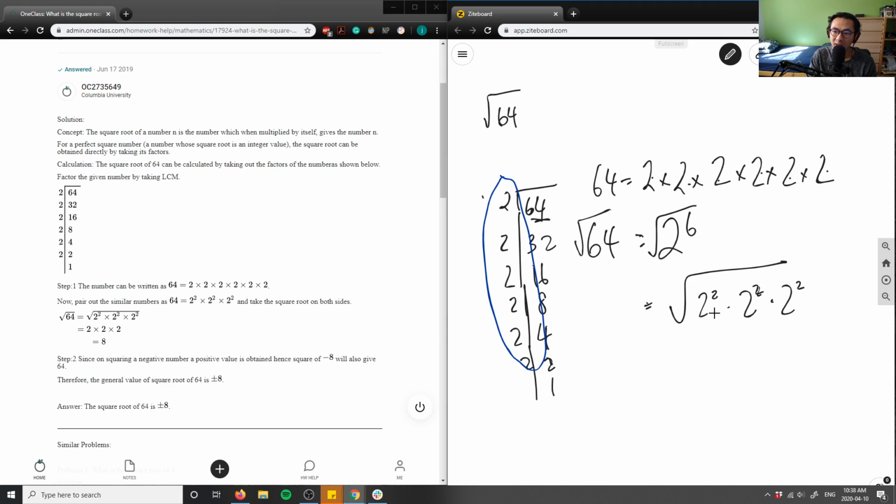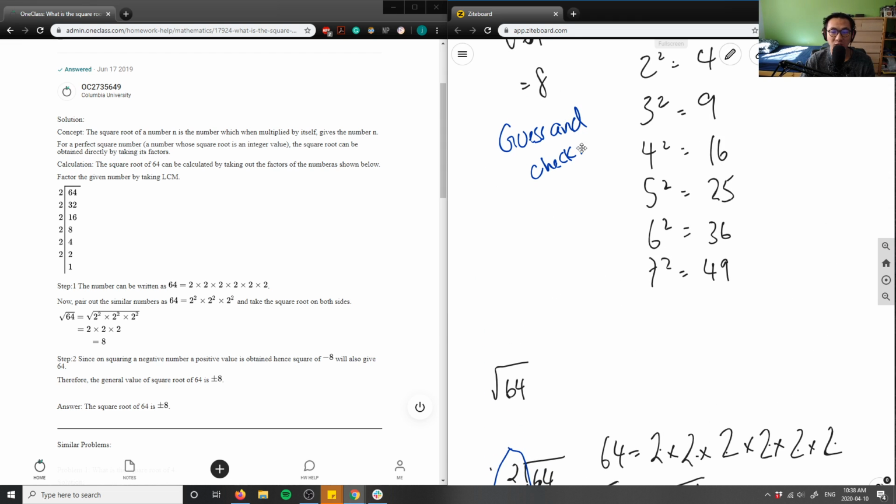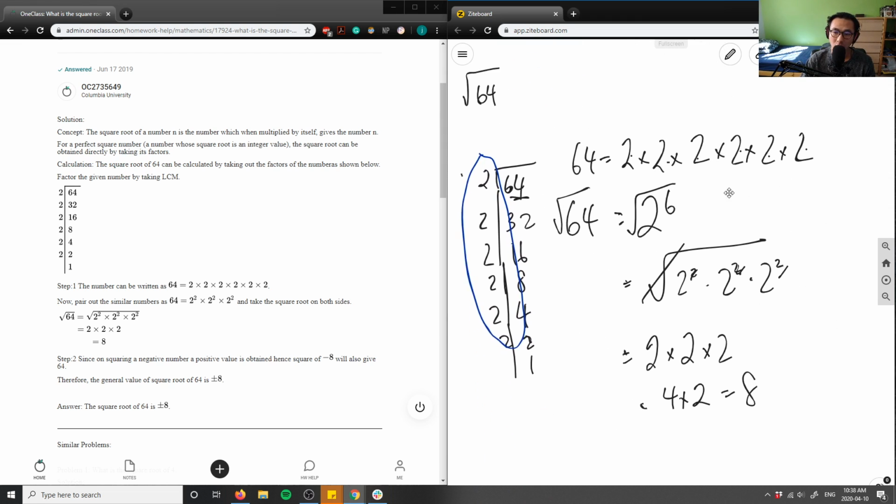Then they canceled the square roots with the squares, because the square root and taking it to the power of 2 are opposite operations. They're left with 2 times 2 times 2, which is 4 times 2, which is 8. Again, this is also a very valid solution, which is awesome. What I did here was a guess and check. So both of these methods work.